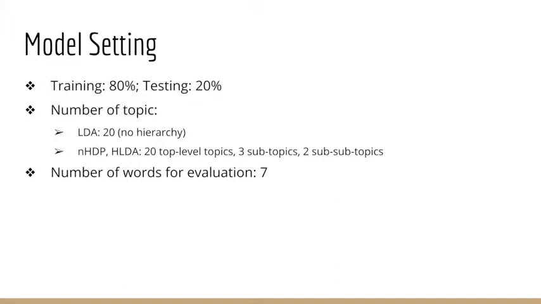We adopted the testing set approach to train and test the model. The whole dataset is split into two sets. 80% of the data is used for training, and the remaining is used for testing. Because there is no hierarchy of topics in LDA, it is simply set to 20 topics. For NHDP and HLTA, the number of top-level topics is 20, and the two hierarchical layers have 3 and 2 subtopics descending from each node respectively. To evaluate the model, the number of topic words of each topic is set to 7.